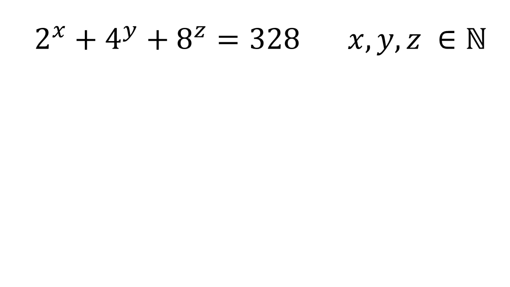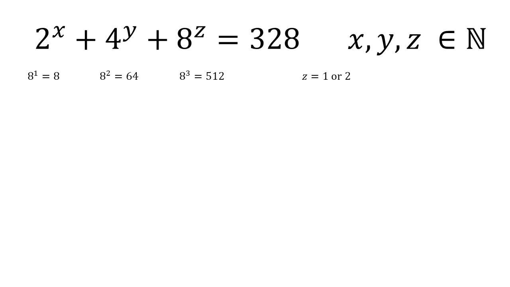So let's start by looking at the 8 to the z. We could have 8 to the power of 1, which is 8. We could have 8 squared, which is 64. But by the time we get to 8 to the power of 3, we've got 512. And this is too big, because we know that each of the terms on the left must be positive, because they're a positive number to a power. So 512 can't happen. So we know that z must be either 1 or 2.